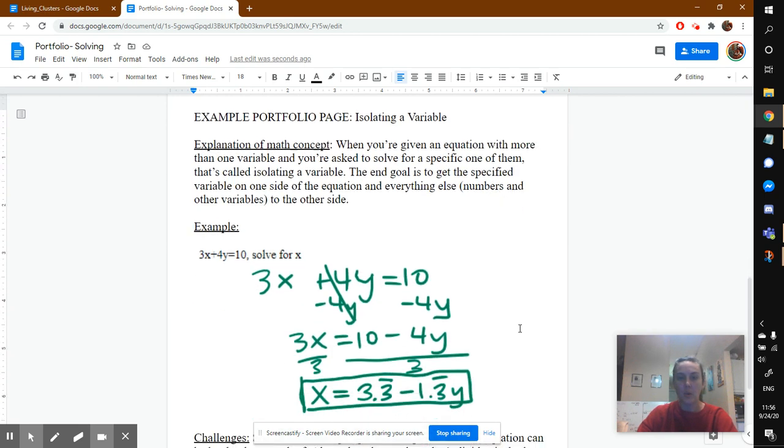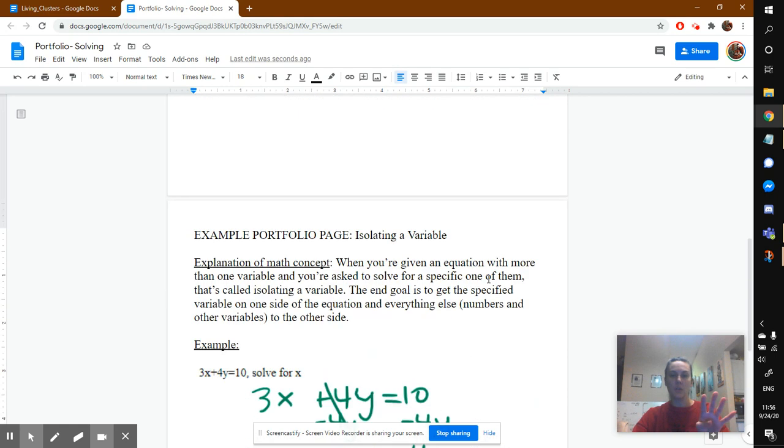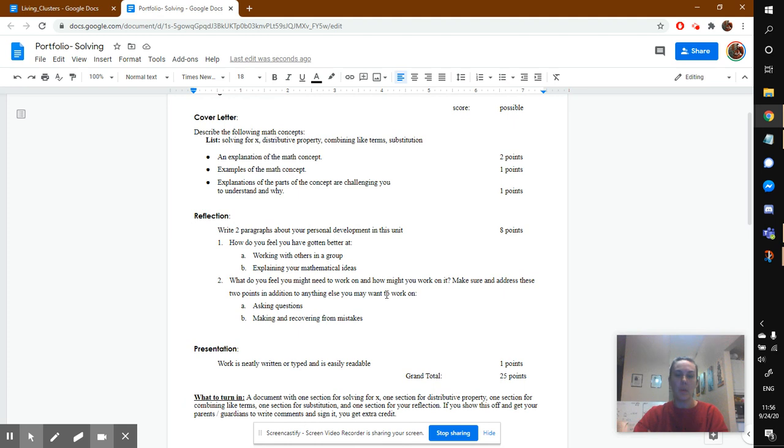So yeah, your portfolio will eventually look like this page, but for the 4 skills that are listed, as well as an additional 5th page that's a reflection about this unit so far.